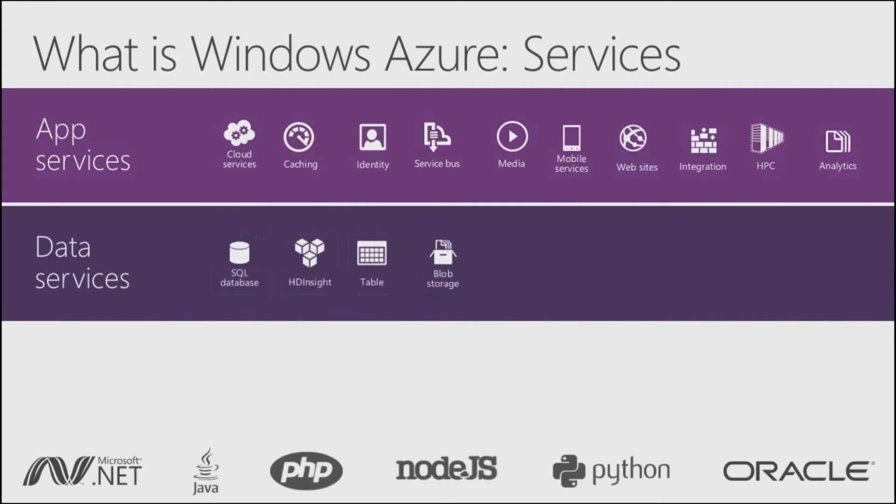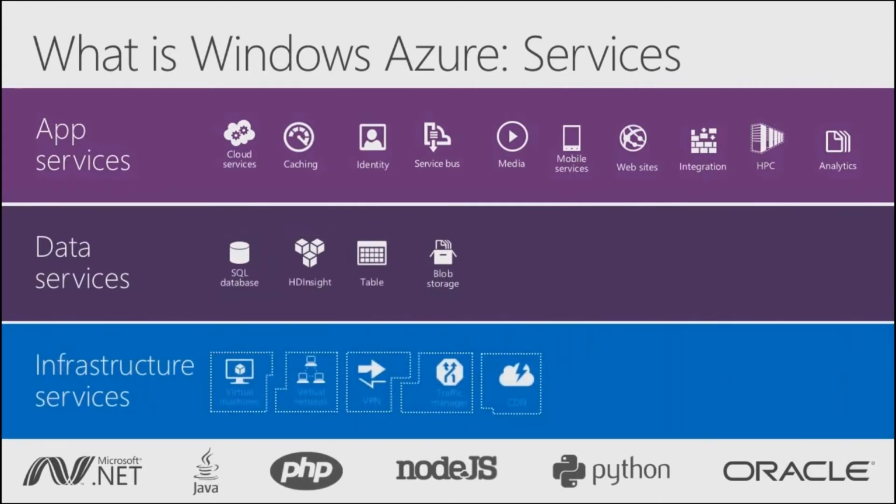So essentially, Windows Azure is a broad stack of services that runs in all data centers globally. Think of the different services as building blocks. These services can be categorized into three classes: infrastructure services, which are lower-level building blocks; data services that provide storage and data management capabilities to apps; and app services, which provide different capabilities to rapidly develop apps, scale, and run apps at a global scale.